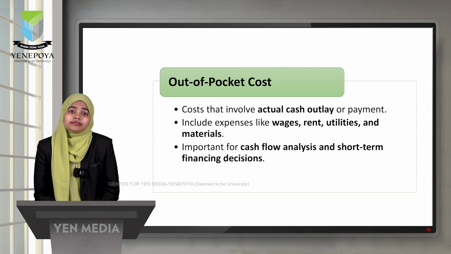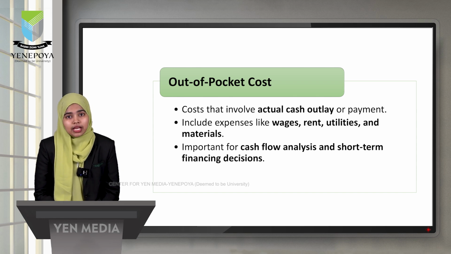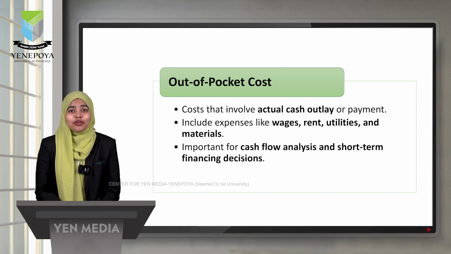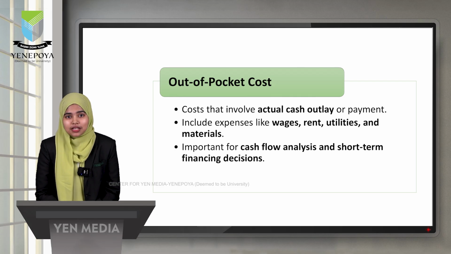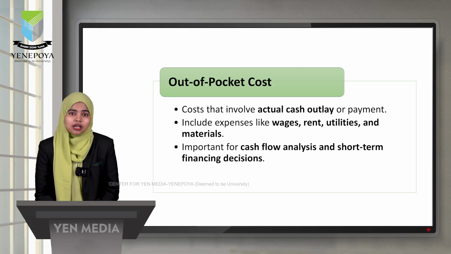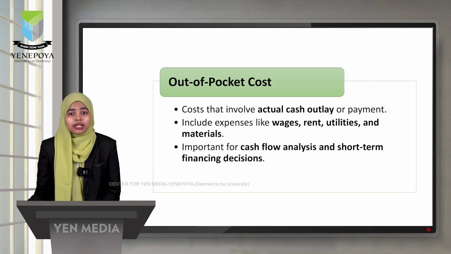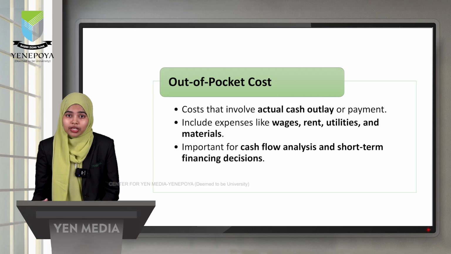Next, out-of-pocket cost is another classification of cost. Out-of-pocket costs are actual cash payments made for expenses like wages, supplies and utilities. They represent immediate cash outflows and are especially important for short-term decision making and budgeting. In simple terms, if money is physically leaving the organization, it's an out-of-pocket cost.